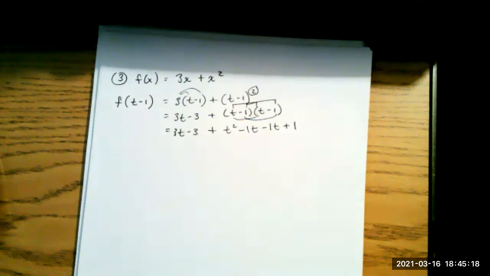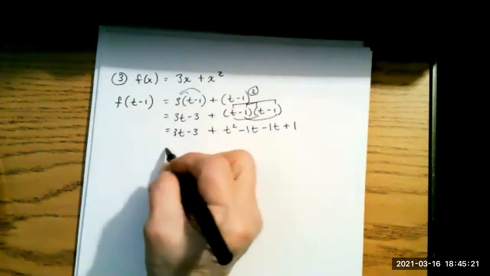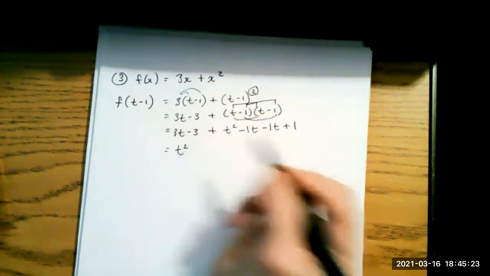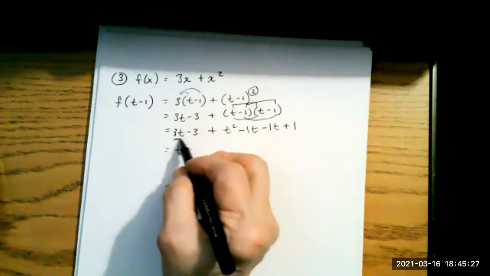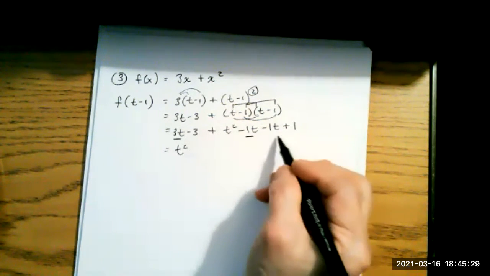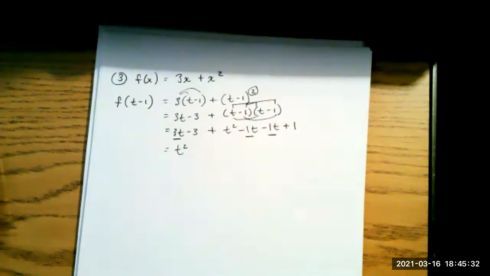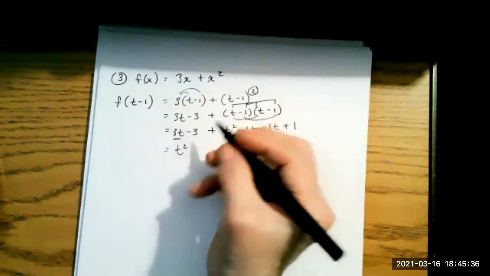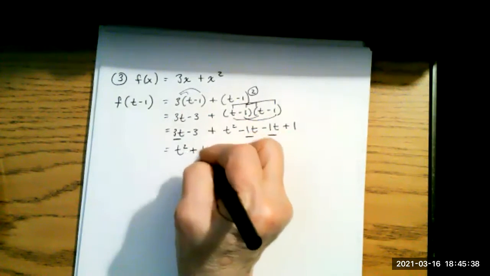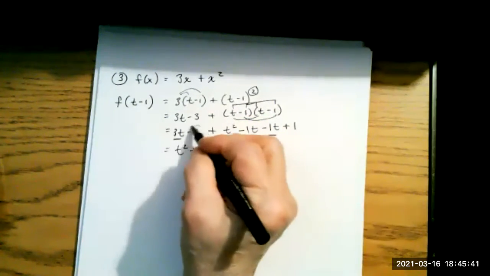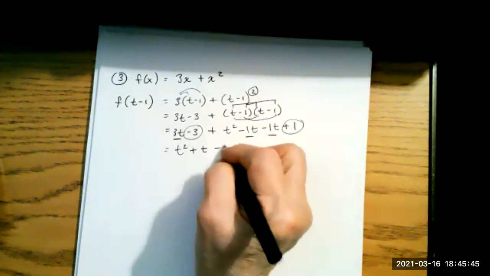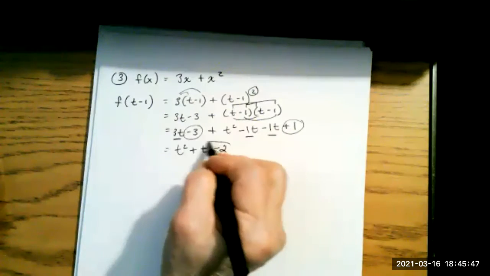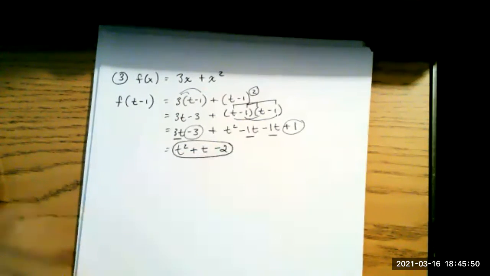So all I have to do now is clean it up. I need this t squared to be first. And then I look for t's. There's a 3t here, a 1t that's negative here, and a 1t that's negative there. So 3 minus 1 gives me a +1t. And then I have a -3 that's a number and a +1 that's a number. So that's a -2. So that is my answer to this problem.